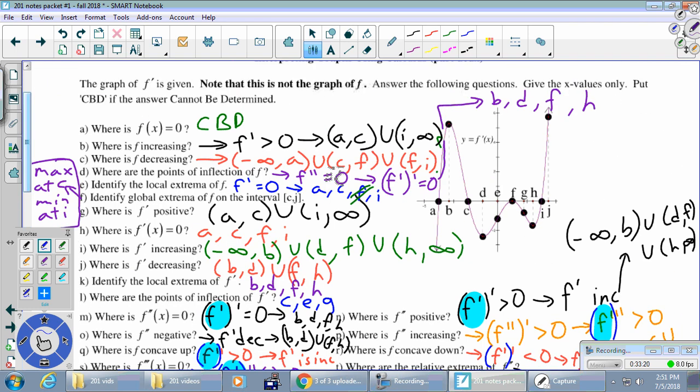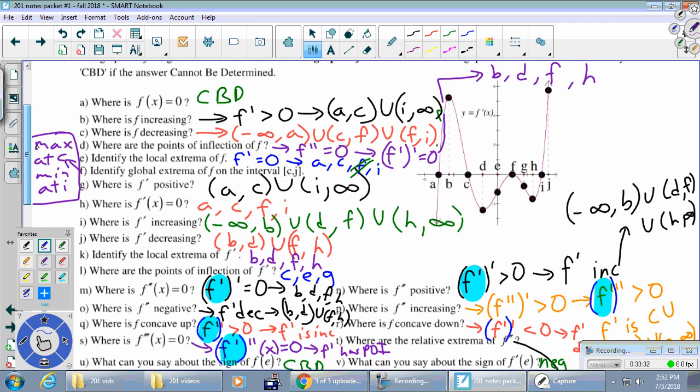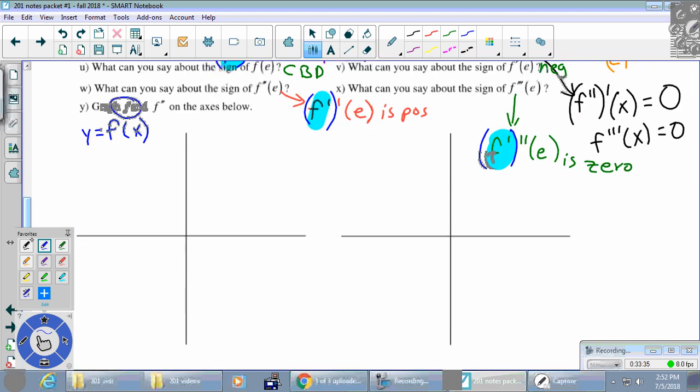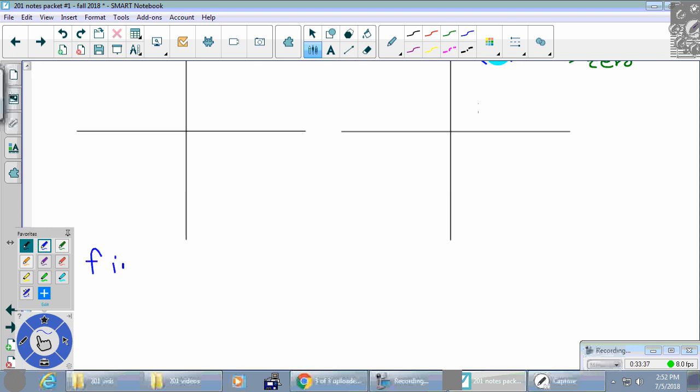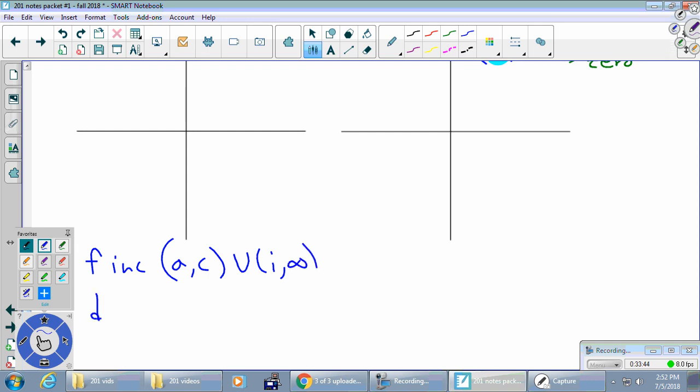Okay, so part A had to do with f, but we couldn't answer that one. So parts B and C, those are good ones for us. Part B and C had to do with whether f was increasing or decreasing. And so I'm just going to maybe copy those down below. So I need to do something where f is increasing on A to C and I to infinity, and f decreasing from minus infinity up to A, and then from C to F, I guess. Nope, from C to I.